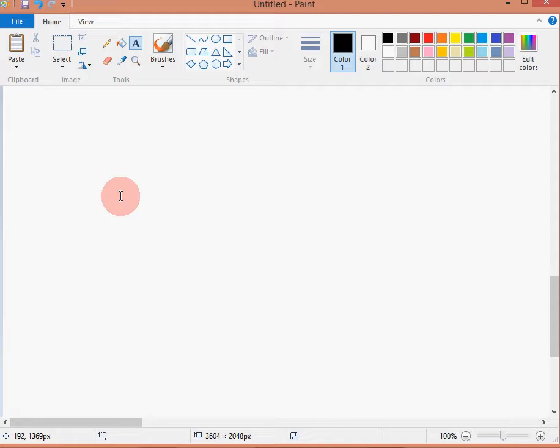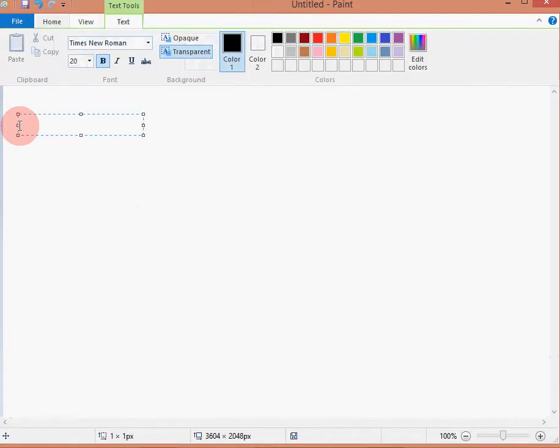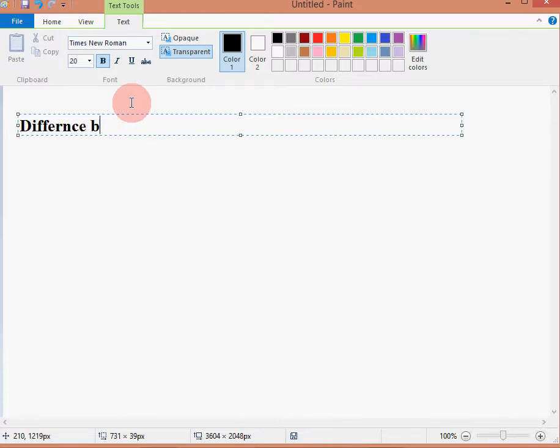Then what is the difference between sleep long and join?